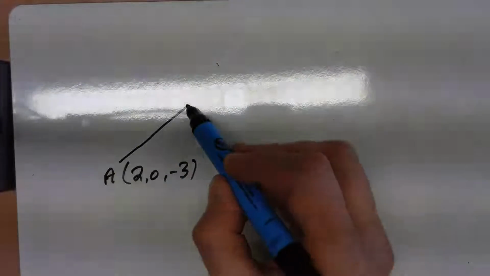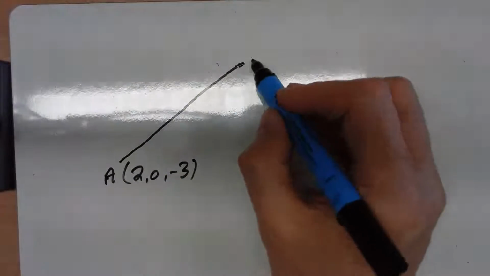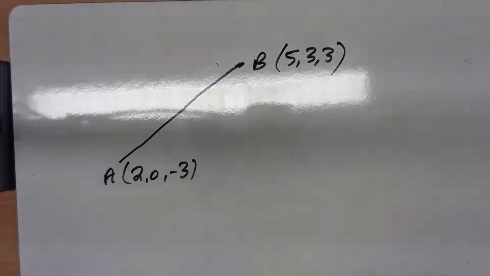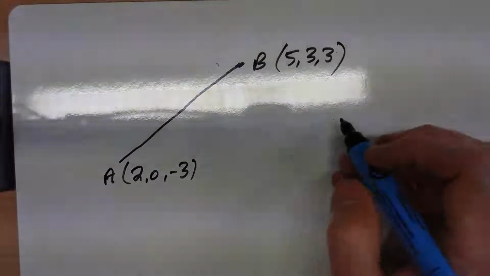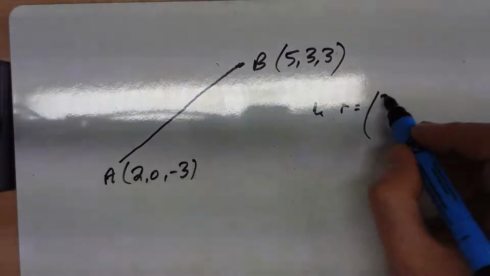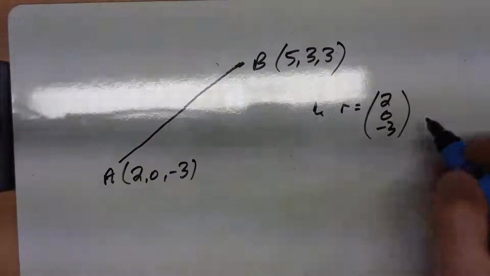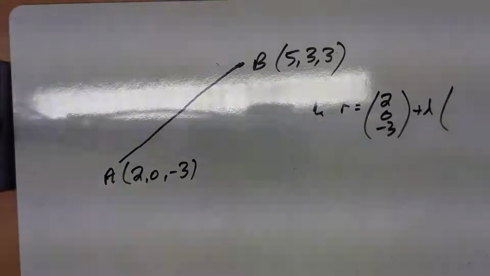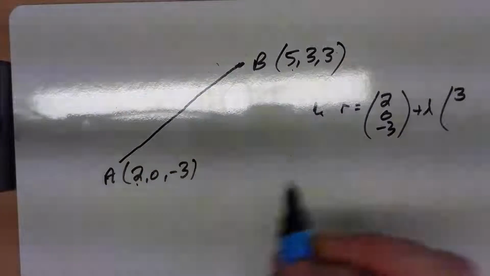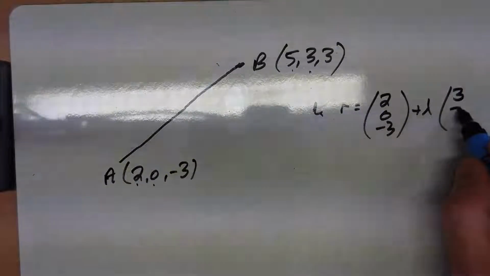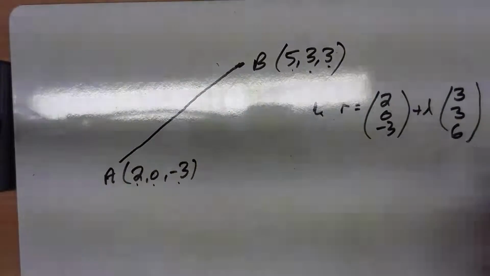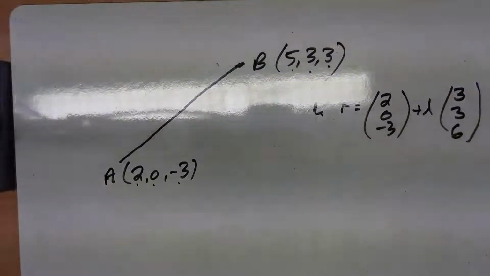Point A is (2, 0, -3), and point B up here is (5, 3, 3). I just draw it any old where I like. And the line here is r equals, start on the point here, (2, 0, -3), plus lambda times the journey from A to B: from 2 to 5 is 3, from 0 to 3 is 3, and from -3 to 3 is 6. And so there's the equation of the line that we're looking for.